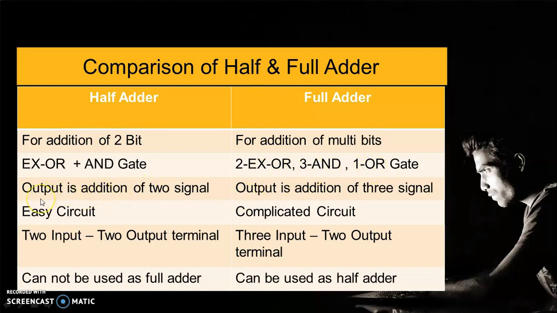In case of half adder, the output is the addition of two signals, while in case of full adder, the output is the addition of three signals. Half adder is easy to prepare, while full adder is comparatively complicated. For the half adder, we have two input terminals and two output terminals, while in full adder, we have three input terminals and two output terminals. Half adder cannot be used as a full adder, but in case of full adder, we have a possibility that a full adder can be used as a half adder also.